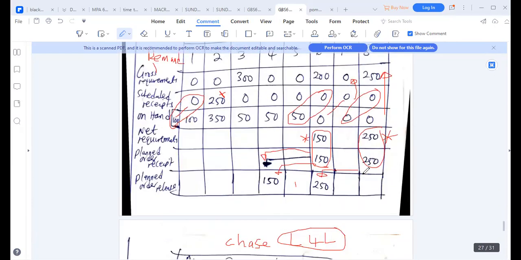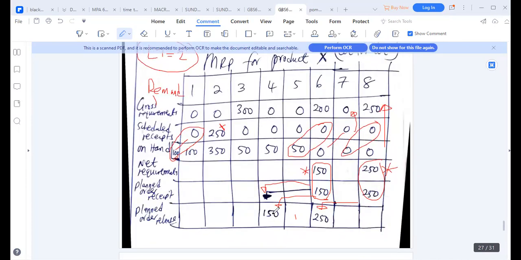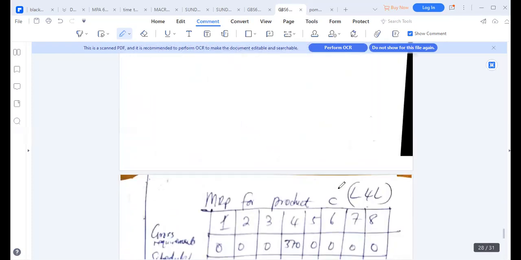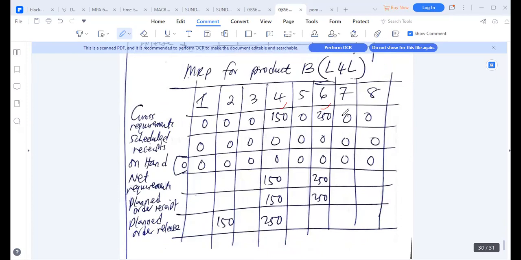And the gross requirements are coming from X. You pick them the way they are, 150 in week 4 and in week 6, 250. So you come here and sort out. So for B, we have 150 and 250, and the rest of the gross requirements are zeros. The scheduled receipts are not there. The on hand is 0.